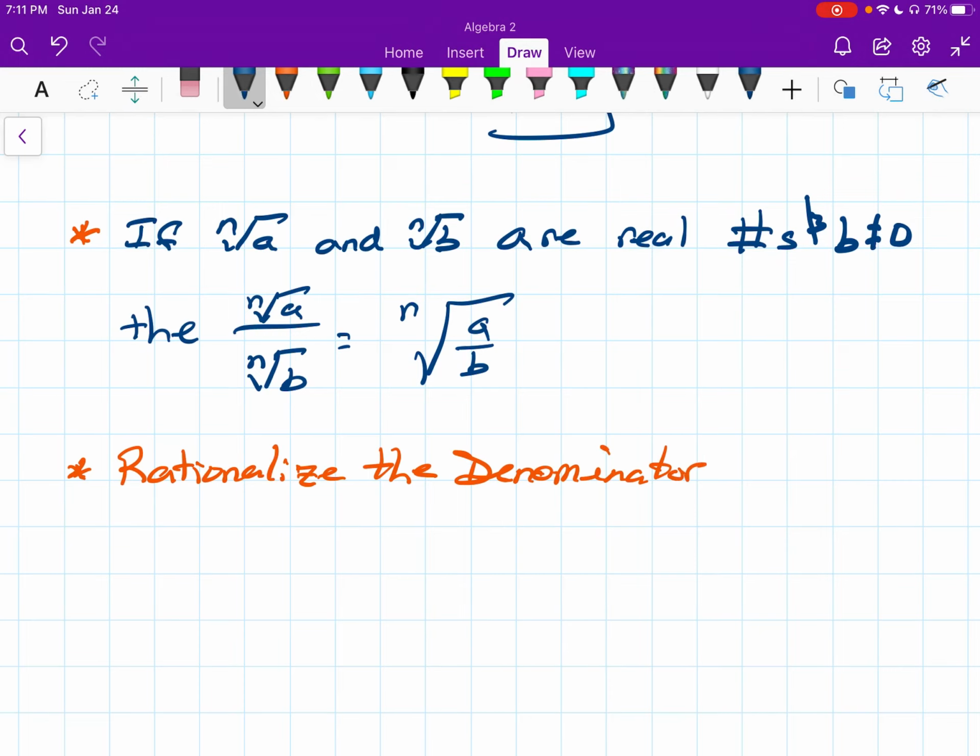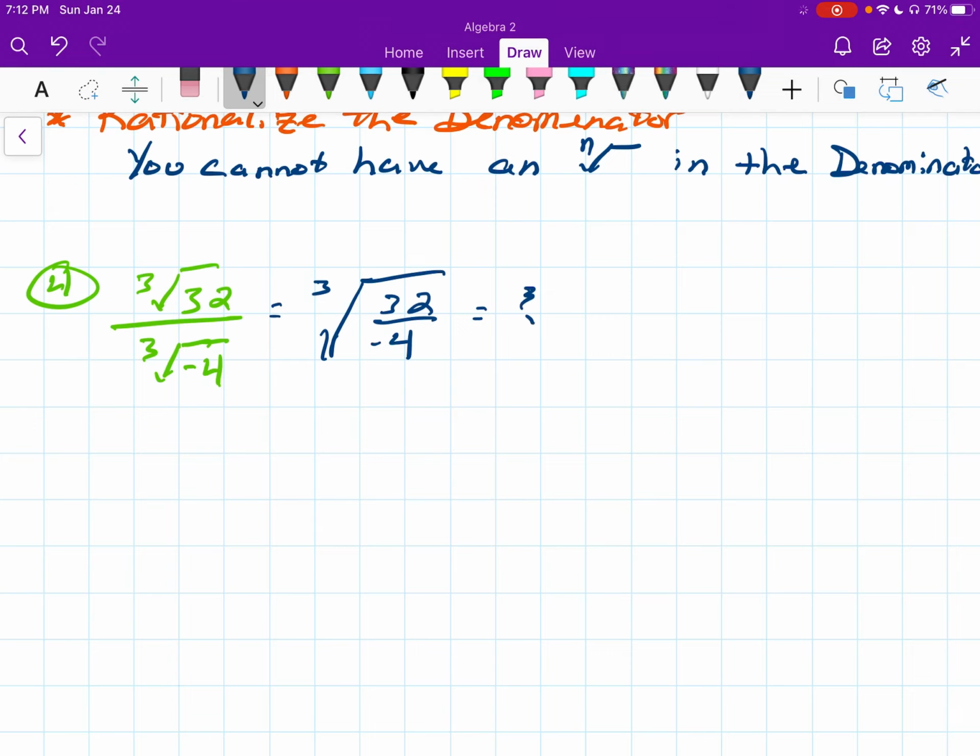All right, so next example, example number 4. Again, we're just simplifying. What is the cubed root of 32 over the cubed root of negative 4? Well, neither of these we can reduce really quickly. Actually, there's not a perfect cubed root for either of these. But what we can do is turn this into one big fraction. We'd have the cubed root of the fraction 32 over negative 4, which is the cubed root of negative 8, which is negative 2. Very nice.